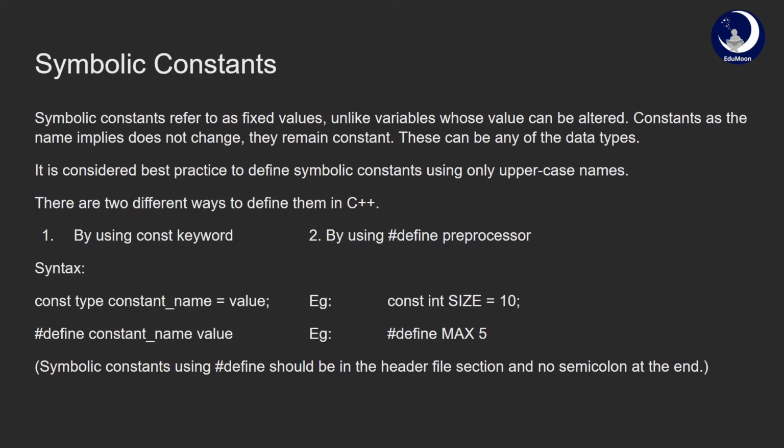Now let's look at the syntax. Const, type, constant name, and equating it to a value using the equal to sign. Now let's look at the example. Here we have the const keyword and then the data type and then the size, and it's equal to 10. So always the size value is fixed to 10. In case we do not do this initialization part, by default for int data type, the value will be assigned 0. Now let's look at creating a symbolic constant using the define preprocessor. Hash define, and then we have the constant name followed by a space, and then we have a value. Example, hash define max 5.